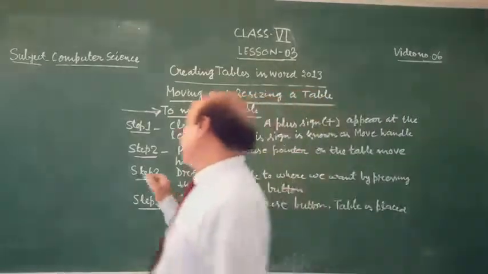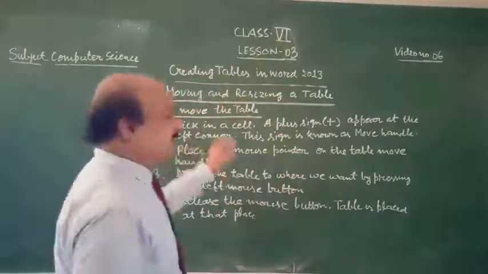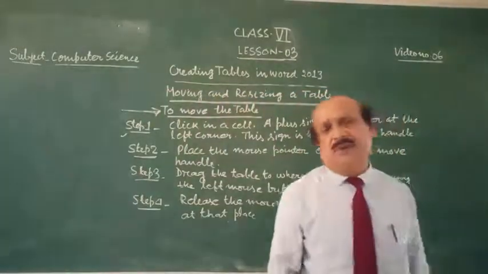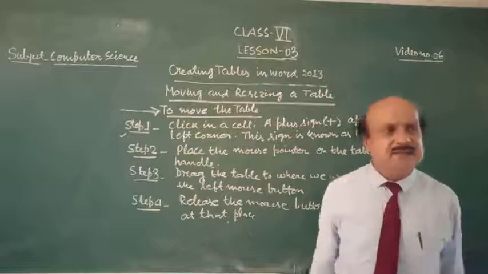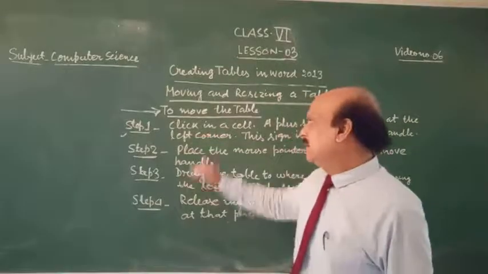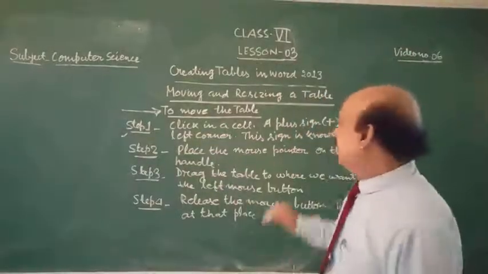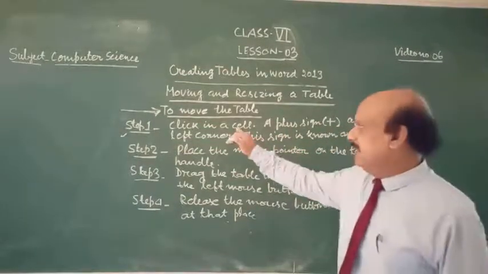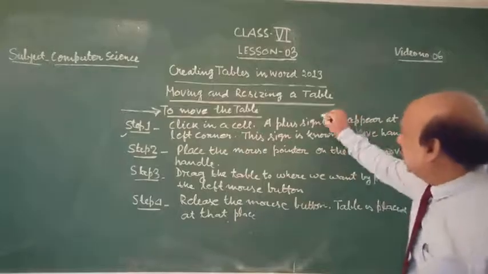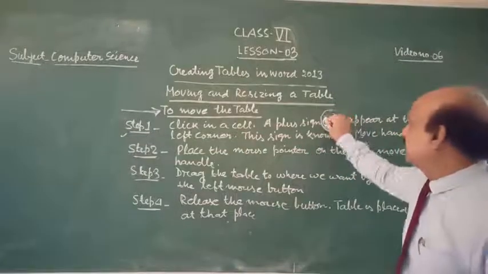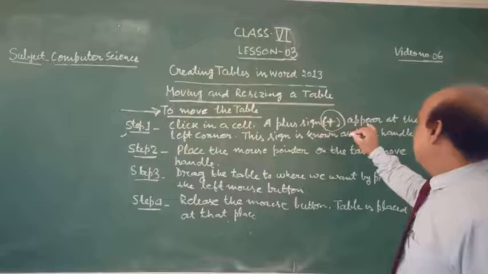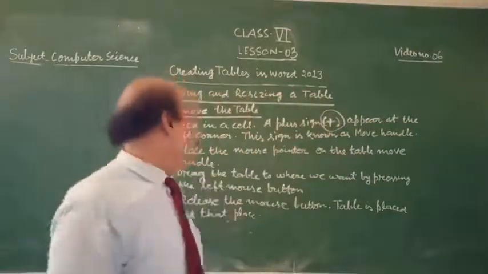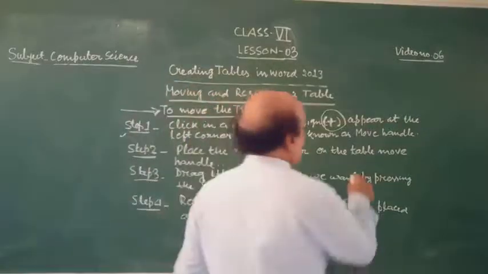Now come on here, step 1, click in a cell. Cell, you already know what a cell is. The intersection of vertical and horizontal lines makes a box, that is known as a cell. Click in a cell first of all. Then a plus sign appears. So when you click in a cell, you will see a plus sign appear on the screen, like this one, at the left corner. Clear now? This sign is known as the move handle.